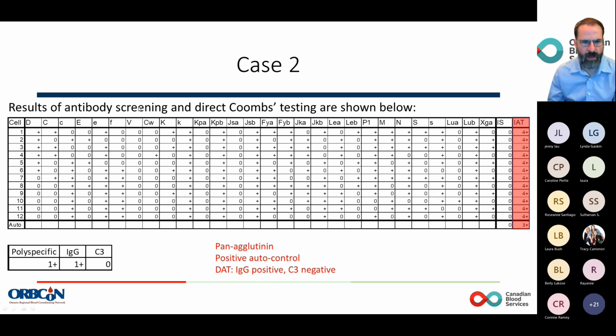So the pattern overall looks like evidence of hemolysis and anemia in a patient with underlying CLL, a condition that often gives autoimmune cytopenias, so both autoimmune hemolytic anemia and ITP. And we're seeing a pan-agglutinin with a positive autocontrol and a positive DAT, so it looks pretty compelling for autoimmune hemolytic anemia.